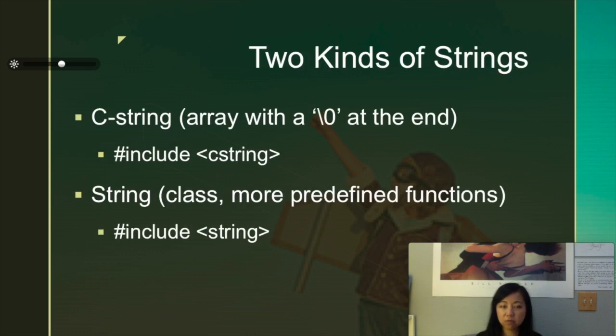Two kinds of strings we are going to talk about: cstring in this video and the string class in the next one. Cstring is just an array with a null character at the end, like I said before. The directive cstring is needed only when you use some predefined functions. As an array, you don't need anything. For string, it's a class, and if you want to even declare a string, you would have to include the string library.